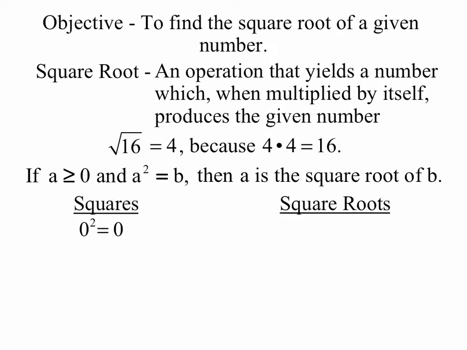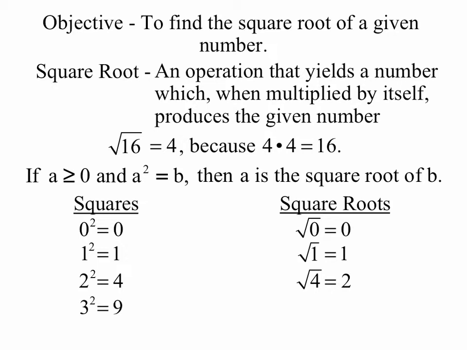As I mentioned, 0 is a perfect square. 0 squared is 0, so the square root of 0 is 0. 1 squared is 1, so the square root of 1 is 1. 2 squared is 4, so the square root of 4 is 2. 3 squared is 9, and the square root of 9 is 3. And so on.